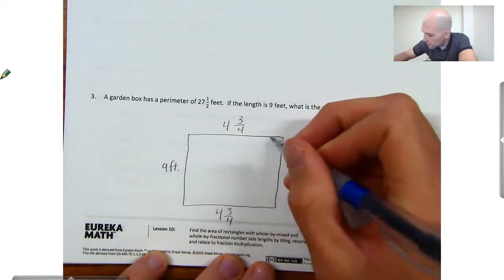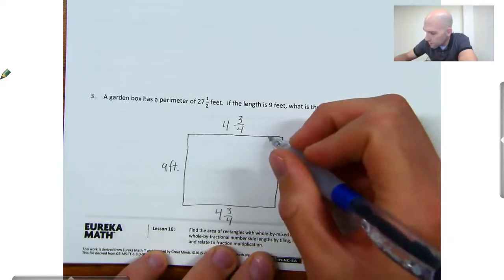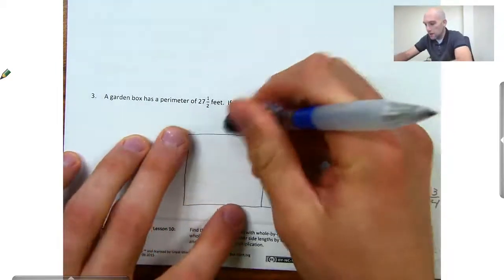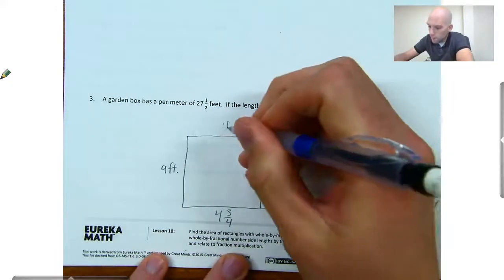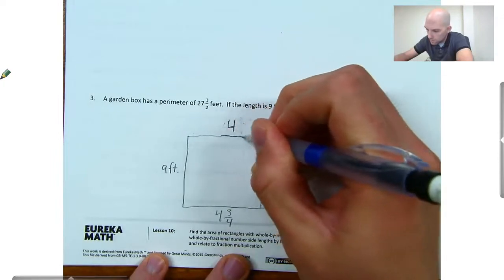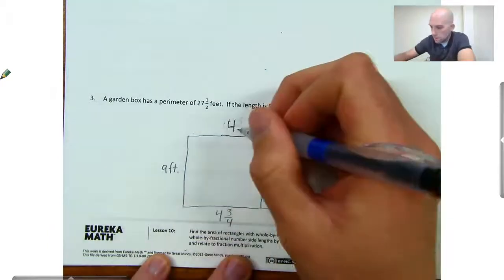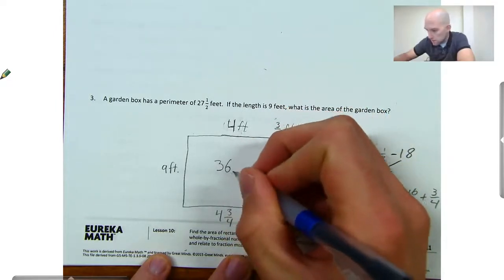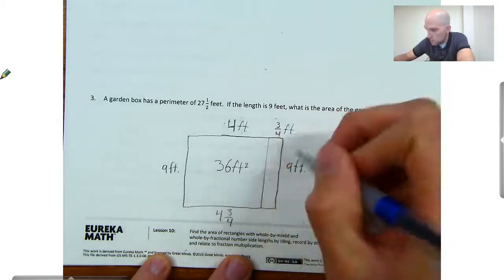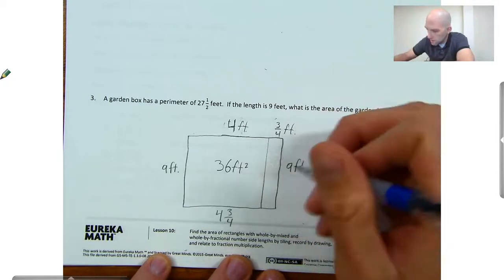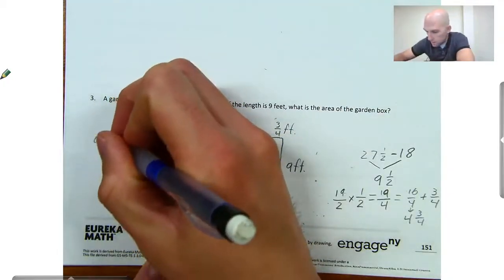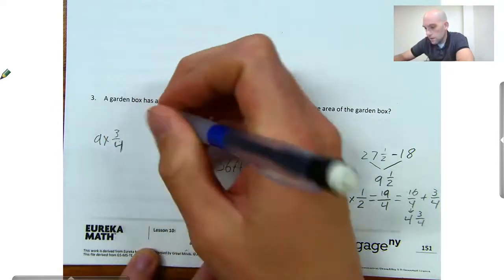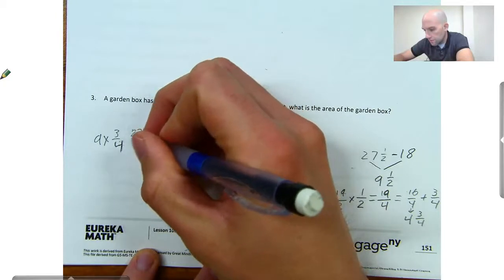We're gonna change this into 4 3/4 in 2 sections. So I'm gonna have 3/4, and this part here is going to be 4. So first I'll find this section here. And I'm going to label this feet. 9 times 4 will give me 36 square feet. And then 9 times 3/4 will give me 27/4.